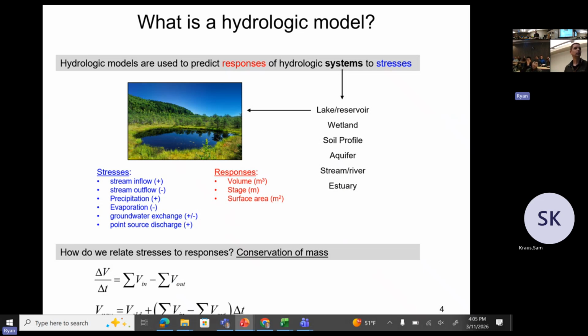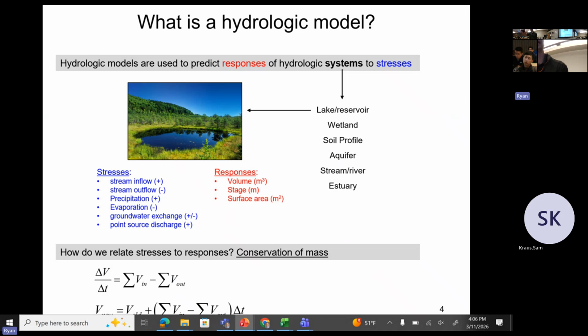And we can rearrange this. Not sure why they got cut off on the bottom. We can split apart that delta V into an old volume and a new volume, for example, over a daily time step. And the new volume equals the old volume plus this inflow minus outflow times that time step. We're just rearranging this to figure out what's the new volume after, for example, a day.